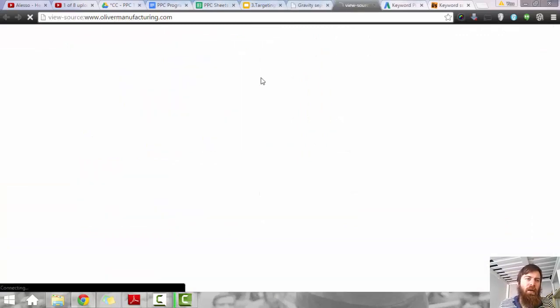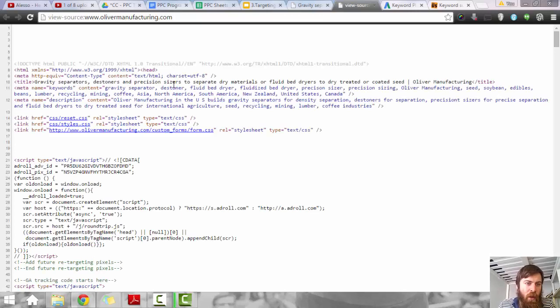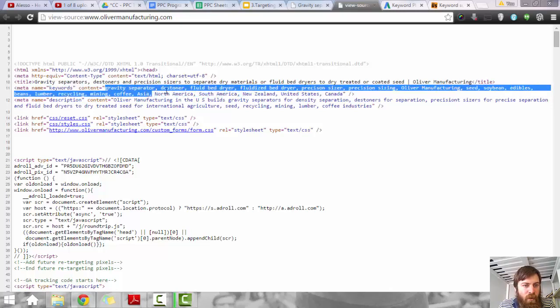So what I'm going to do is click Control U, which is view source, and see what some of the past SEO people defined as keywords. Obviously, precision sizing. So we have a couple words here.